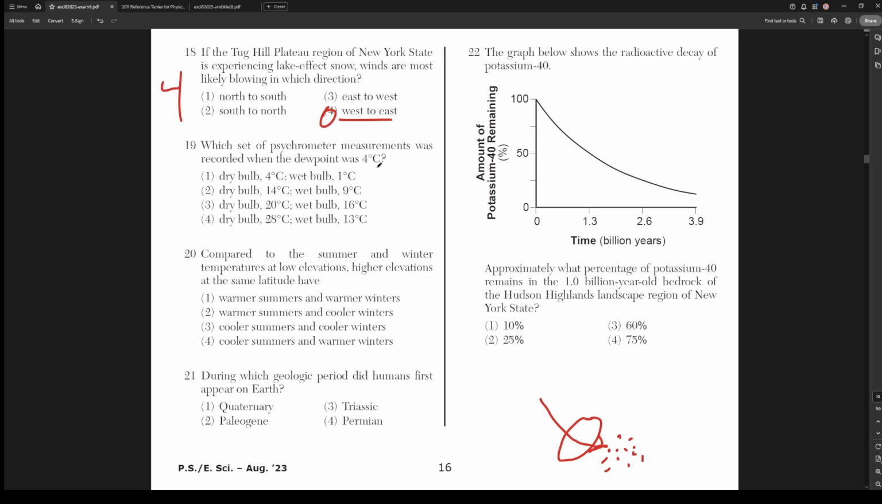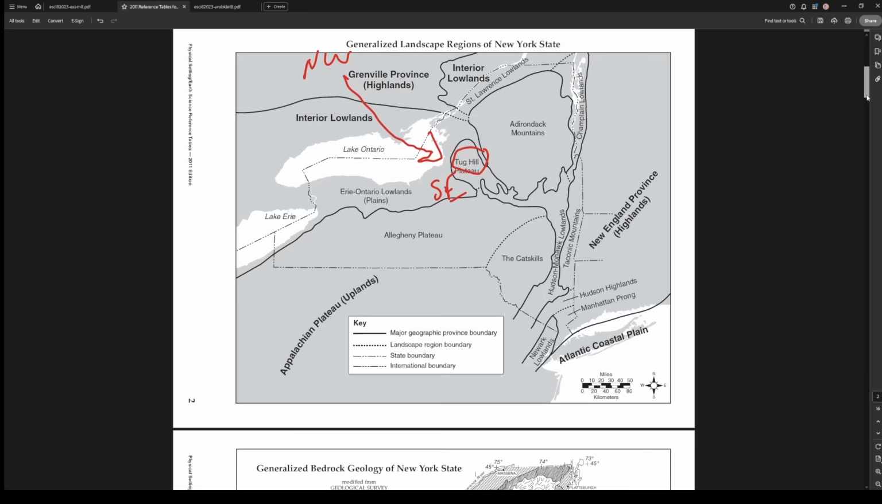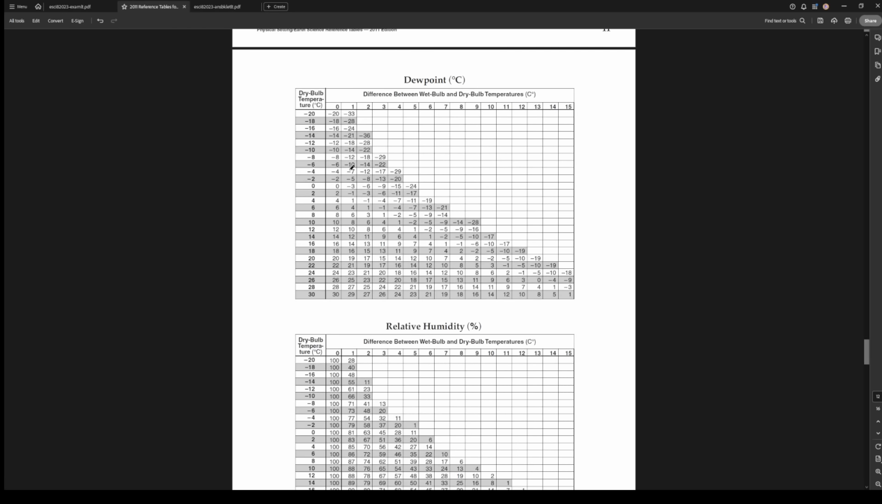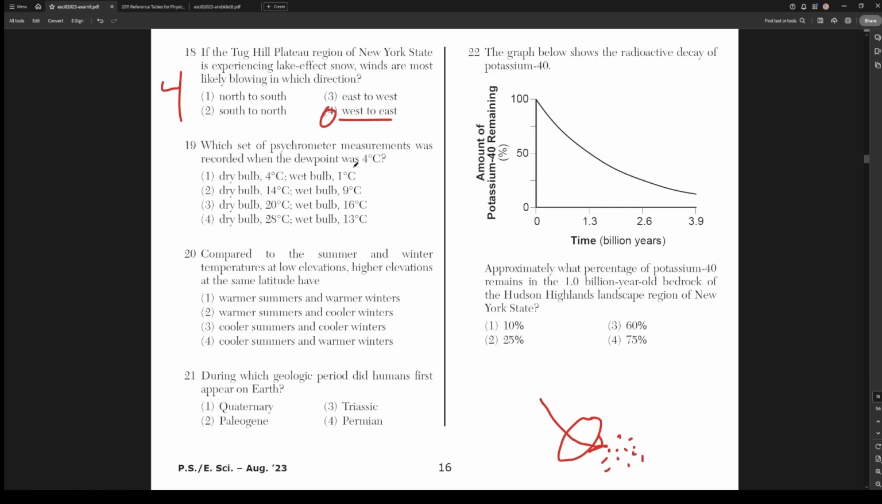Which set of psychrometer measurements was recorded when the dew point was 4 degrees Celsius? Okay, and we have a dry bulb and a wet bulb. So let's see. This is an interesting question. I'm going to go to our dew point chart. It's saying the dew point is 4, and they give you a dry bulb, wet bulb. So we got to get the differences here. So 4 minus 1 is 3.